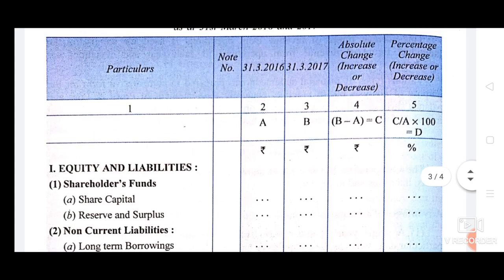See the columns. First column is particulars, then note number, 31st March 2016 figures, 31st March 2017 figures, then absolute change, that is increase or decrease between the 16 and 17 figures, and then percentage change, that is percentage of increase or decrease. These are the columns of comparative statement.